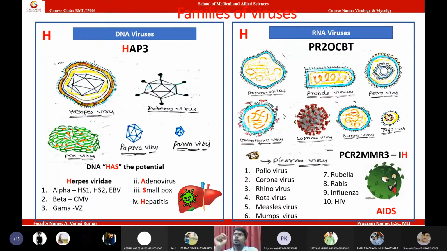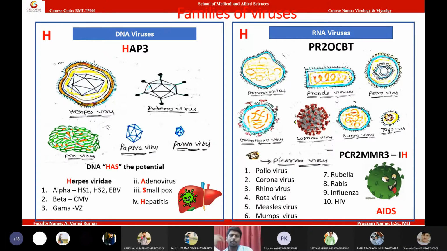Then how many facets and corners are present in an icosahedron? I think 20 facets. Very good. And 12 corners. Very good. Then what are capsomers? What is the location of capsomers? Where are capsomers present? On the capsid. Yes, on the surface of the capsid, you will see capsomers.